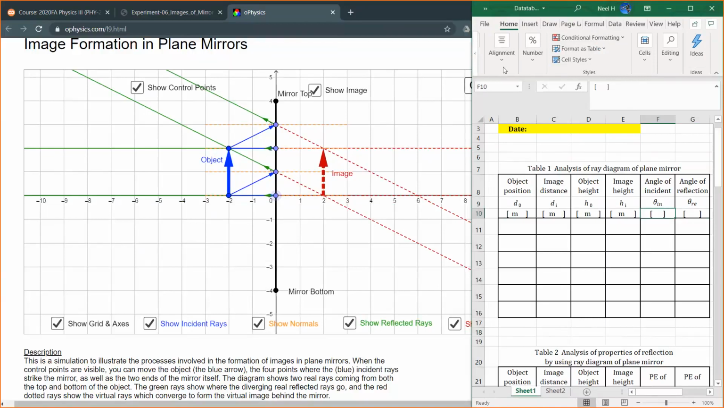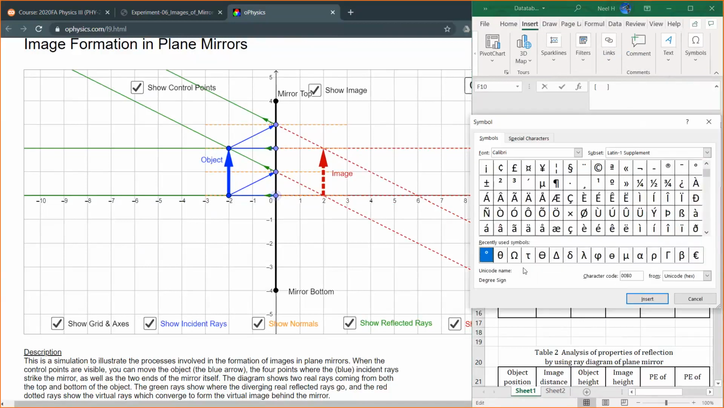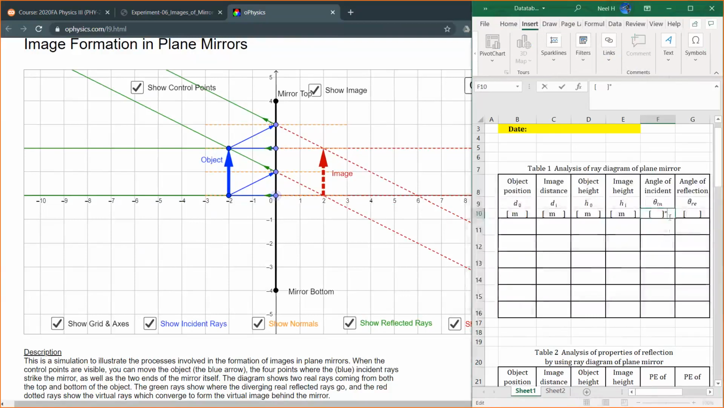The degree sign you can find usually if you go into Insert and then go to the far right-hand corner, Symbols. You can find the degree sign. So let's insert that on there. Okay, so that's the unit, degrees.